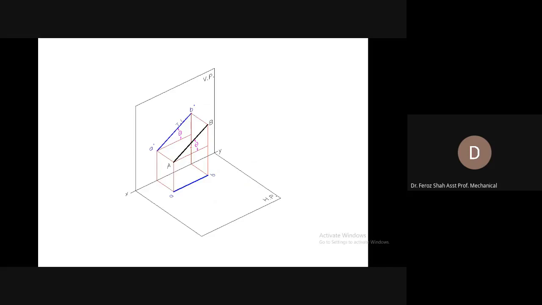In this case, the line is parallel to the vertical plane, meaning that the inclination with the vertical plane is zero, or in this case, phi has zero value. So when phi is zero, or if the line is not inclined to the vertical plane, its top view will be parallel to the XY reference line.